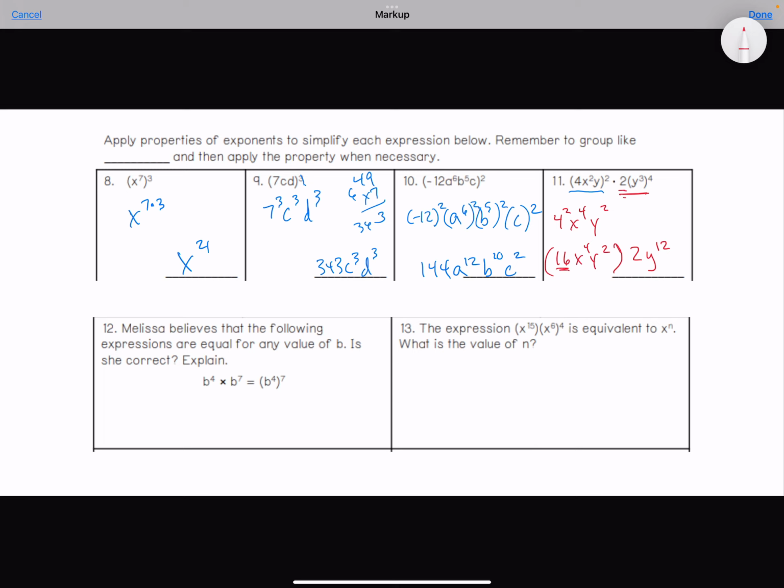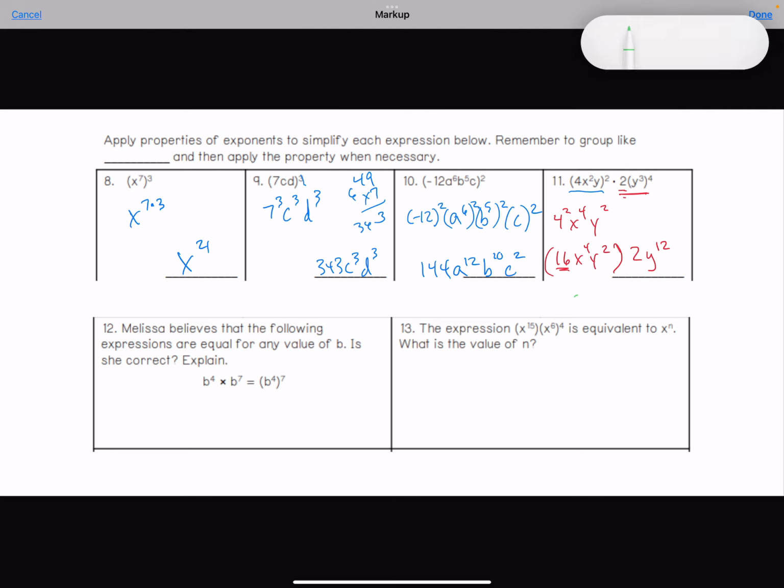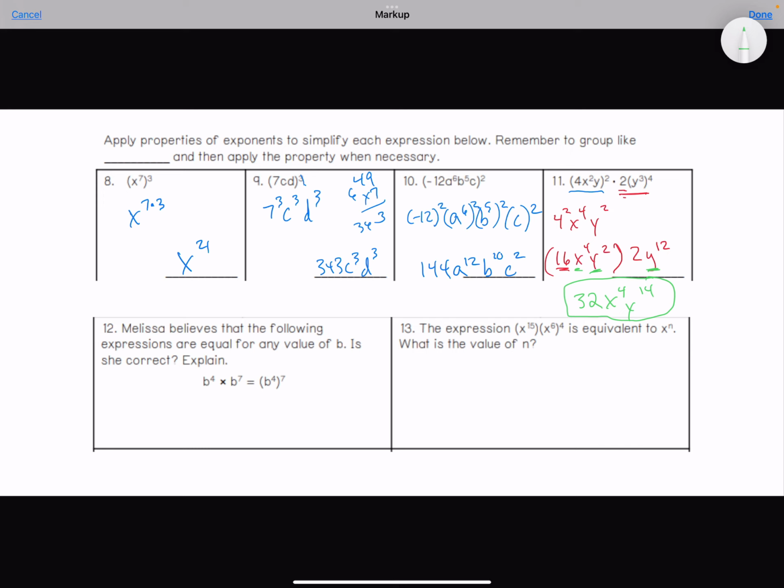I'm going to multiply my constants. So 16 times 2 is 32. X to the 4th. And here, now that I'm multiplying, I'm going to add those. So y to the 2 plus 12 is 14th. And that will be your simplified answer.